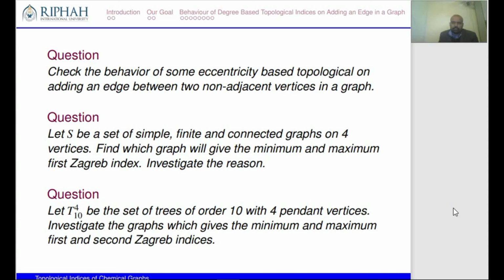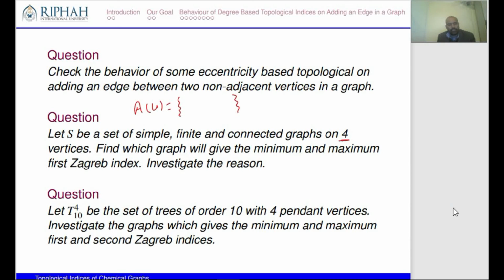Some other exercises for you. Let S be a set of simple, finite and connected graphs on 4 vertices. Find which graph will give the minimum and maximum first Zagreb index. So now we have the set A4, I mean all graphs which are simple, finite and connected, and find which graph attains the maximum and minimal first Zagreb index, of course with some reasons.